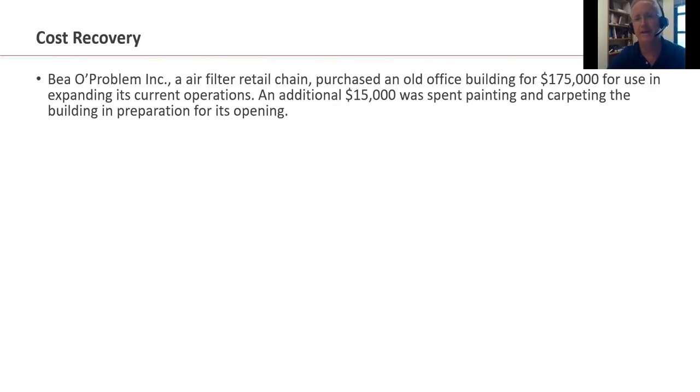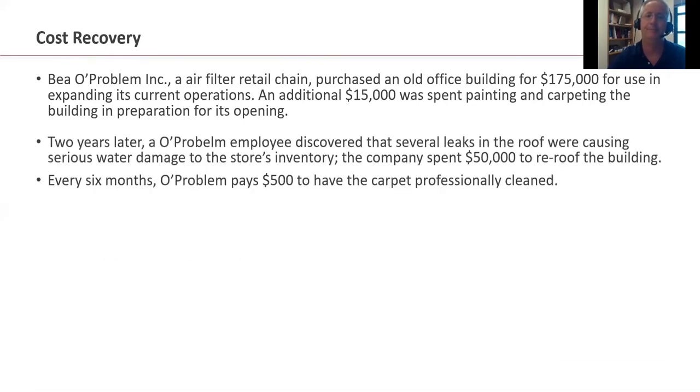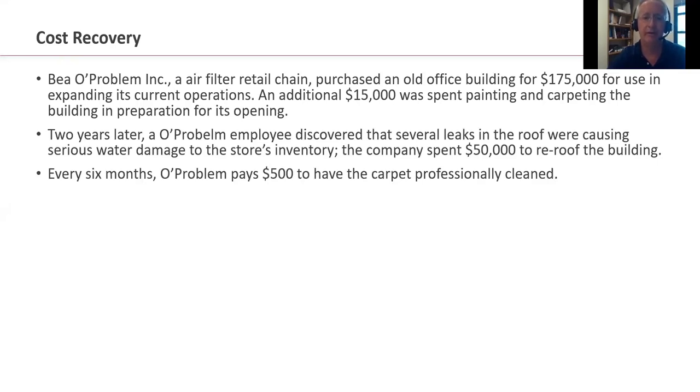So BO Problem Inc. is an air filter retail chain. They purchased an old office building for $175,000 for use in expanding their current operations. And then they spent $15,000 on painting and carpeting to get the building ready for its opening. So 2 years later, BO Problem employees discovered some leaks in the roof. There was water damage to the inventory, and they had to spend $50,000 to put a new roof on.